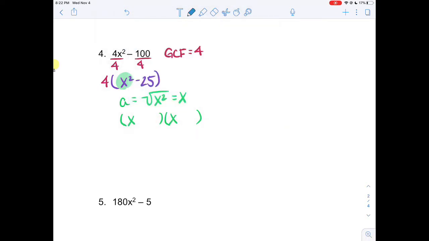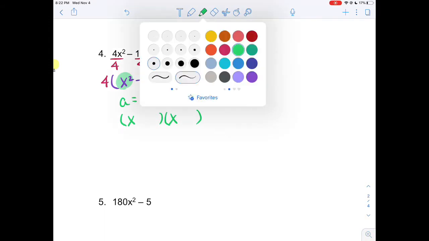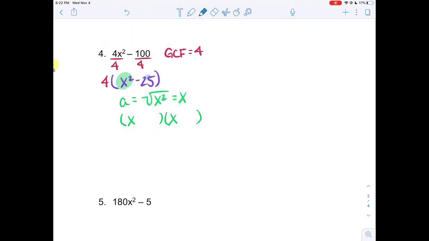If I want to identify my b squared term next, I'm going to look at the 25, and I can say that b is the square root of 25, which of course is just 5. So I can have minus 5 and plus 5.